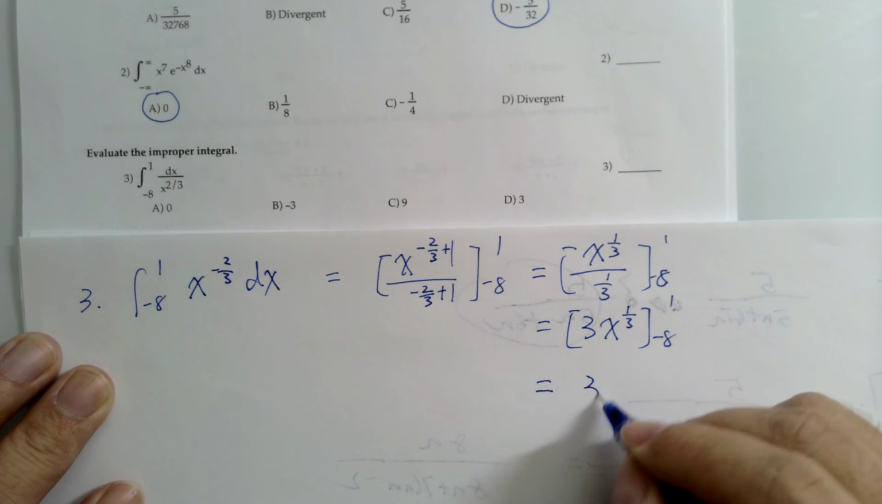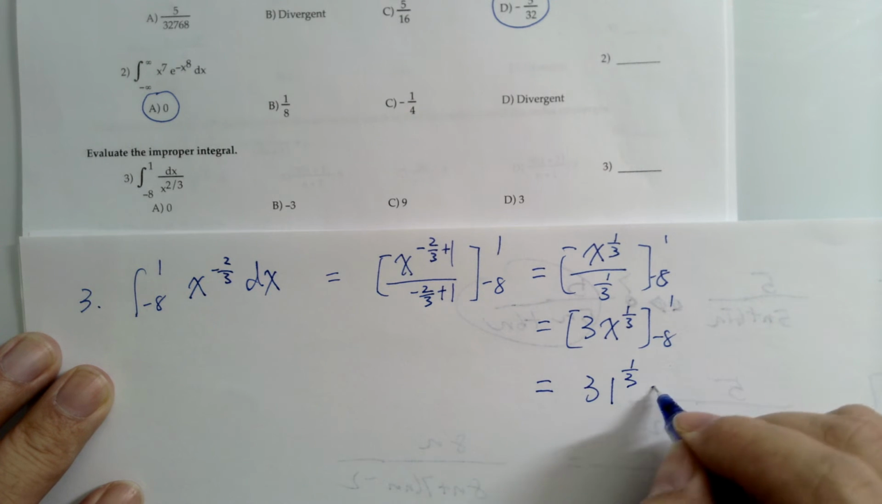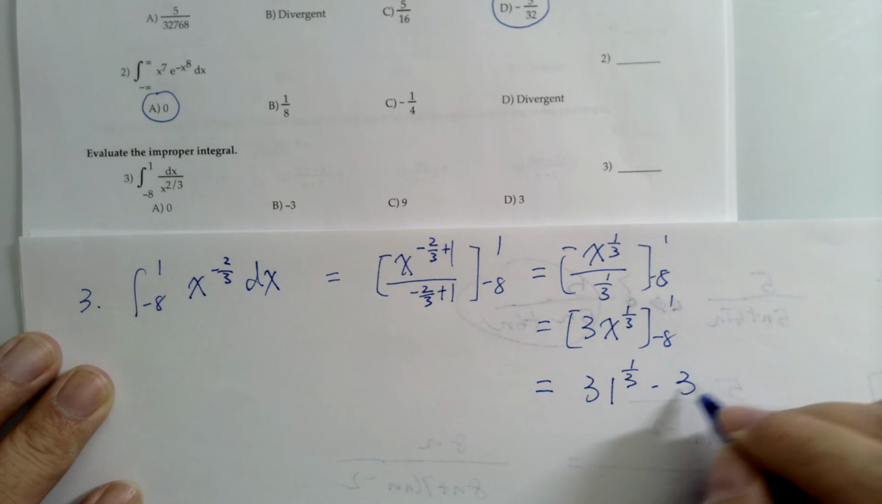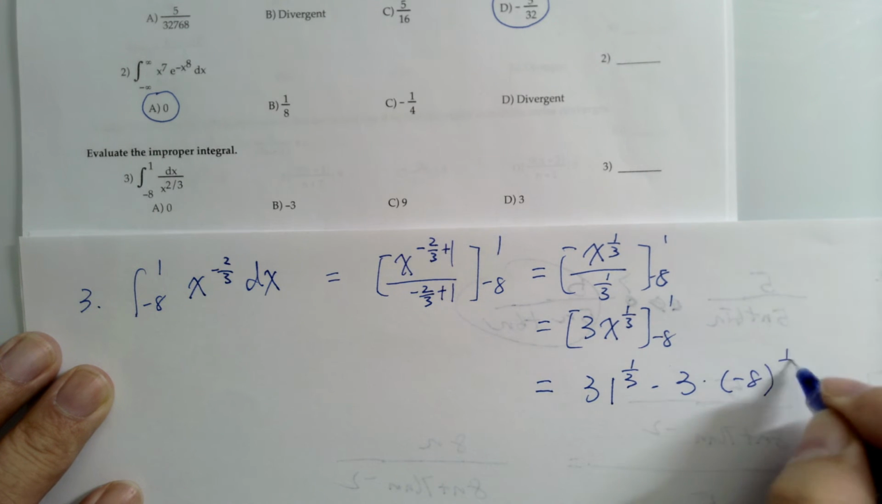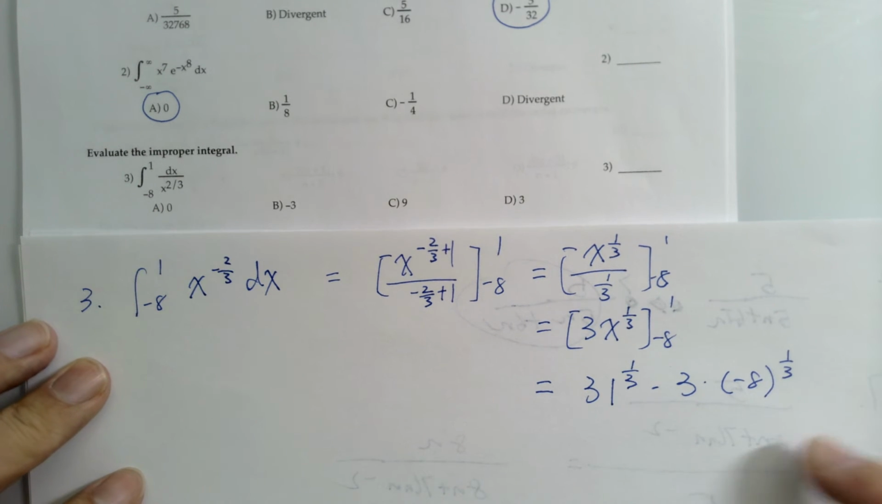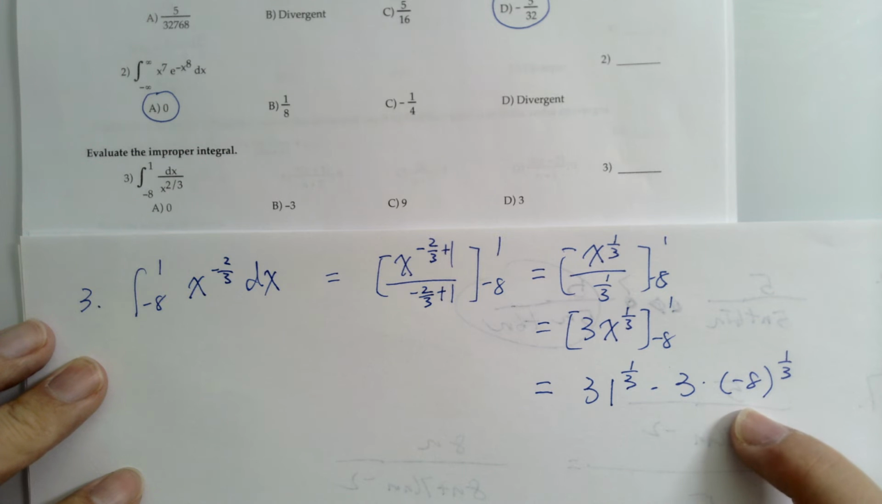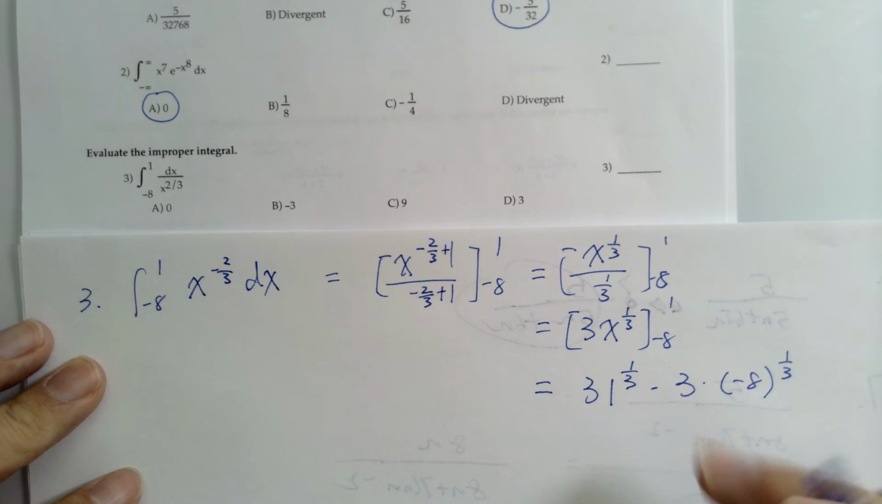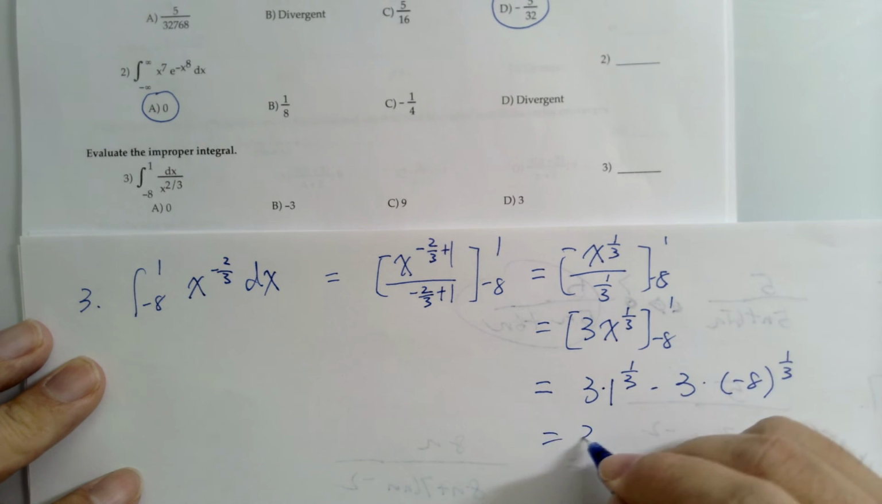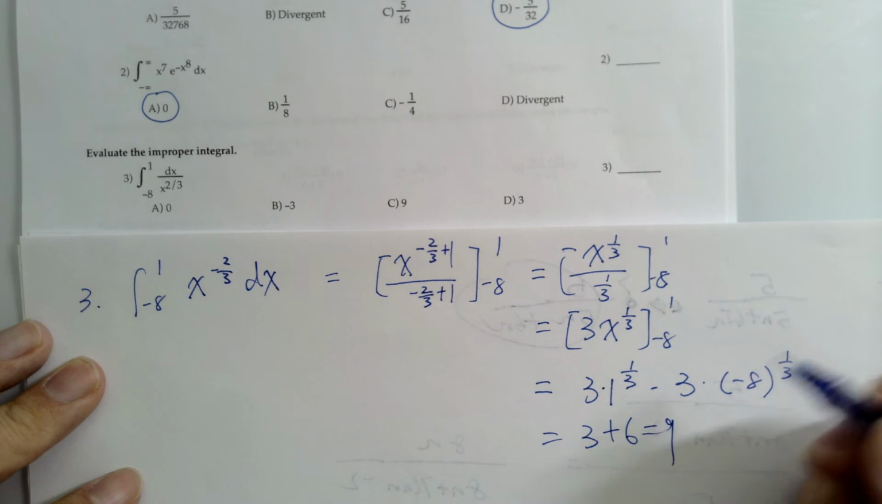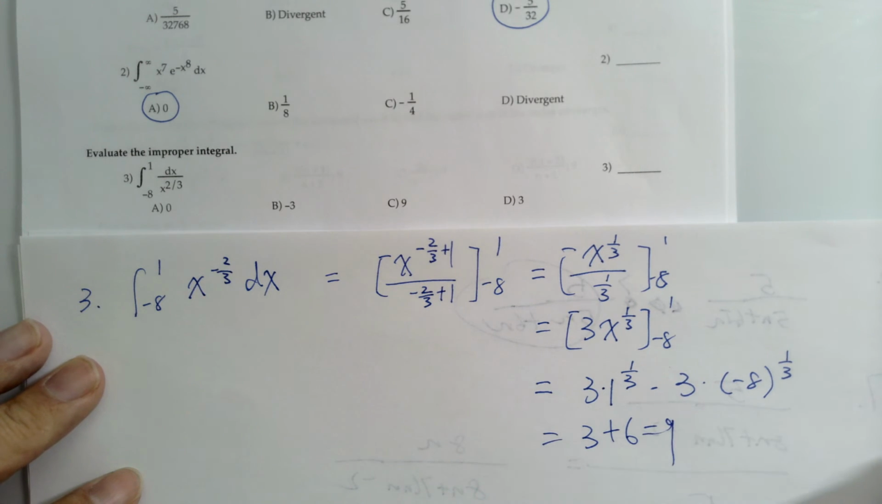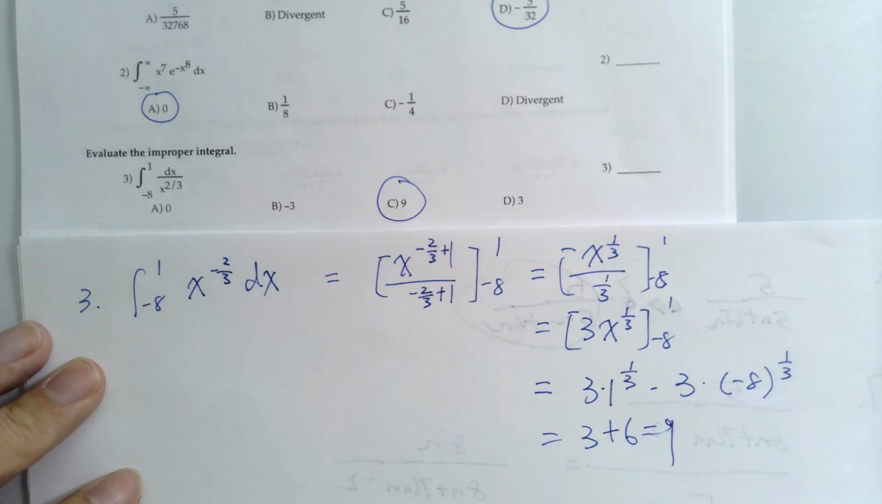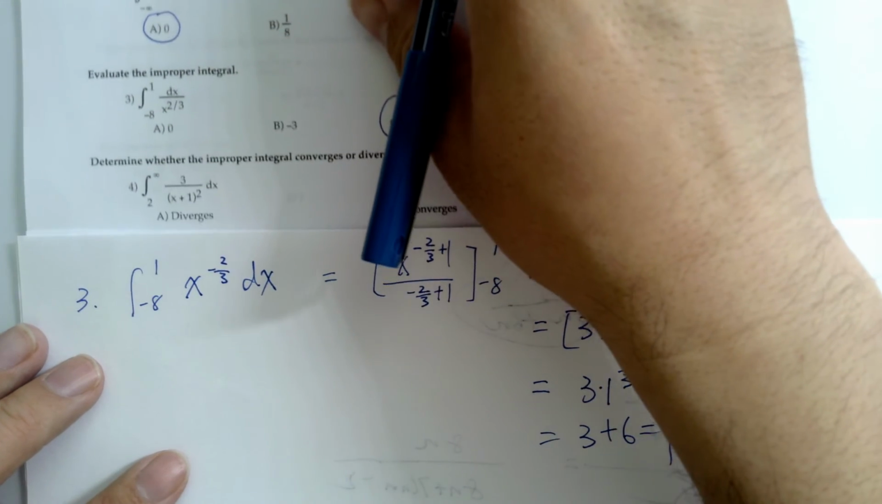So you just plug in: 1 minus 3 times the cube root of negative 8. This part will give you negative 2 times negative 3, which becomes 6. This part is 3. So 3 plus 6 for us is 9. Okay, so the answer is C. That's number 3.